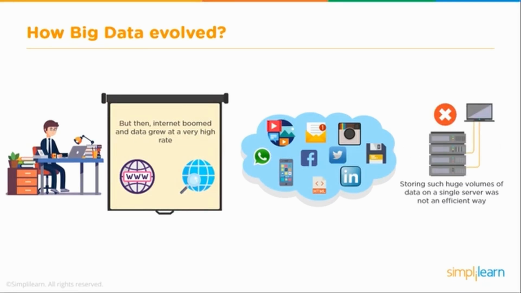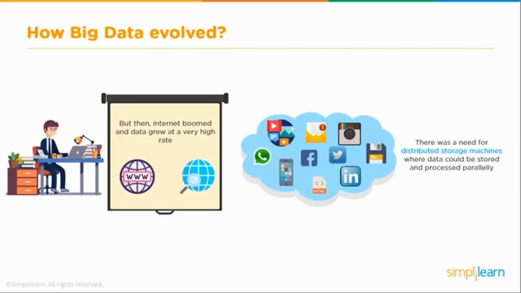Now, at that point of time, or I would say in the past, central storage was good enough. But storing huge volumes of data, which is getting generated with a lot of speed and having a lot of variety embedded in itself, it's no more a feasible solution to have all the data stored on a single server. It's not efficient. So there was a need for distributed storage machines where data could be stored and processed parallelly in a distributed fashion. This is where solutions such as Hadoop came into existence.